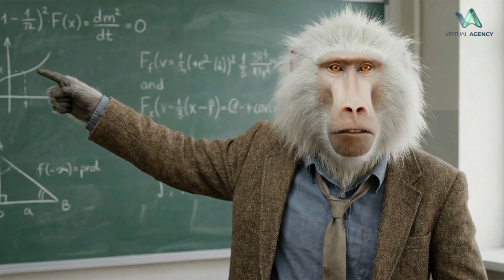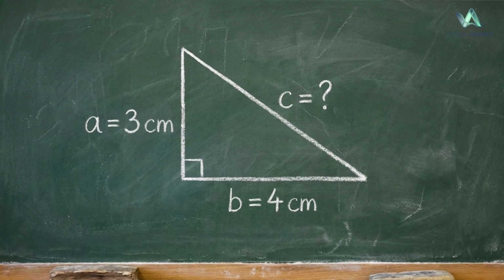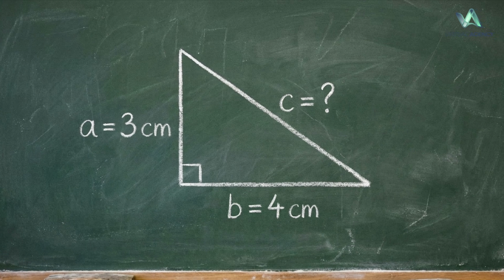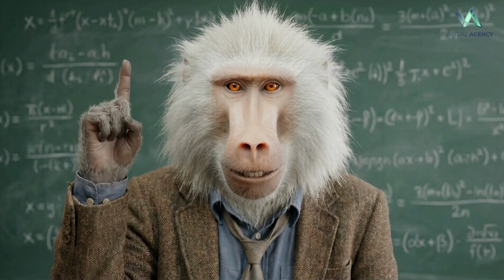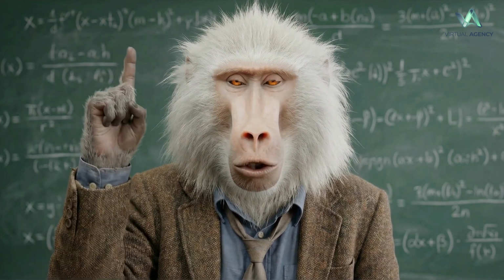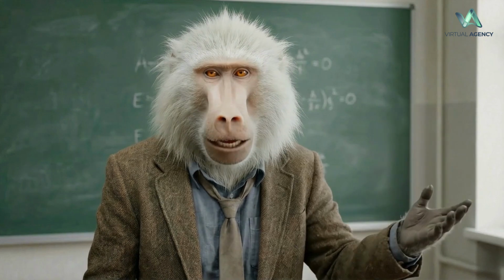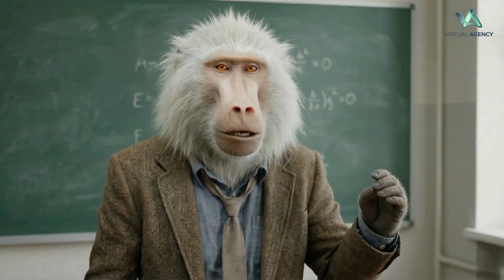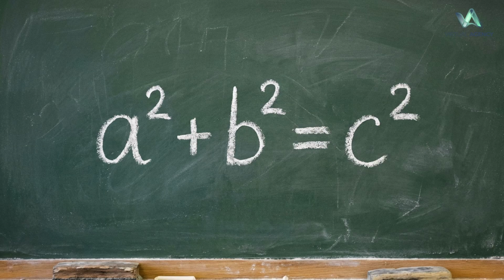The Pythagorean theorem states the following. In a right triangle, the square of the length of the hypotenuse is equal to the sum of the squares of the lengths of the other two sides. In mathematical terms, this is represented by the formula a squared plus b squared equals c squared.